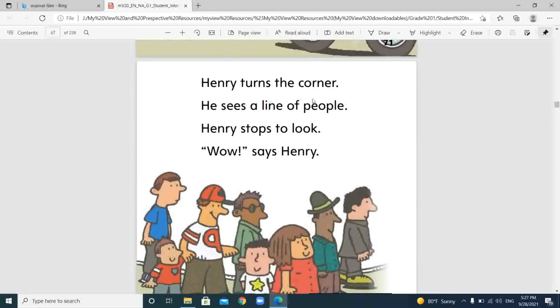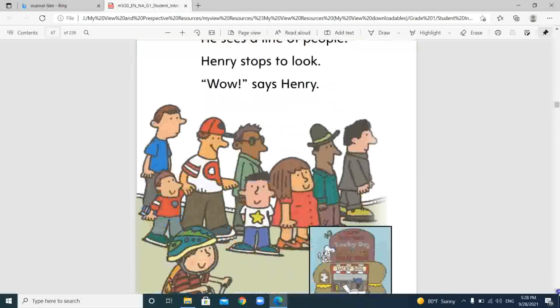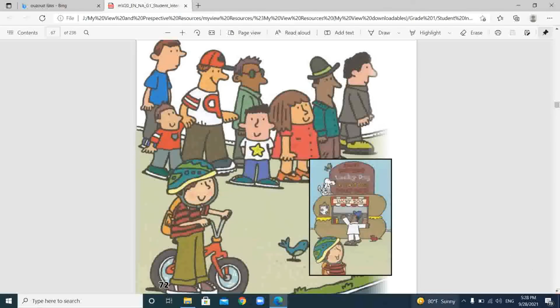Henry turns the corner. He sees a line of people. Henry stops to look. Wow, says Henry. So when he reaches the end of the street and he turns the corner. Remember, a corner is where 2 streets meet. Okay, so when he turns the corner, he sees some people standing in a line and he's surprised. He says, wow, let's see what they are doing. They are standing in line to buy food. What are they buying? They're buying hot dogs.